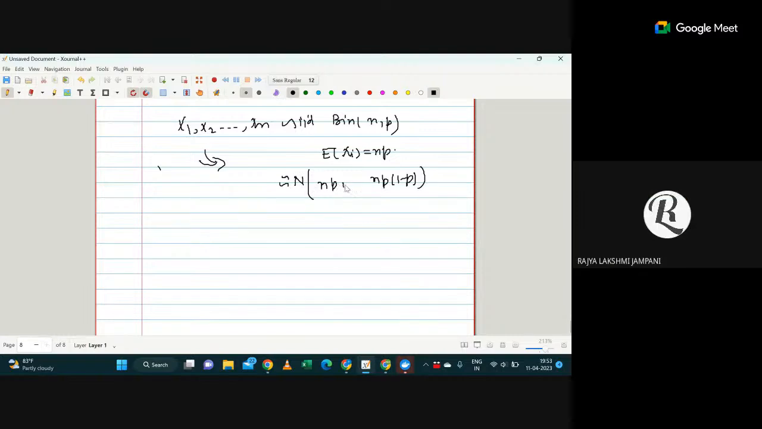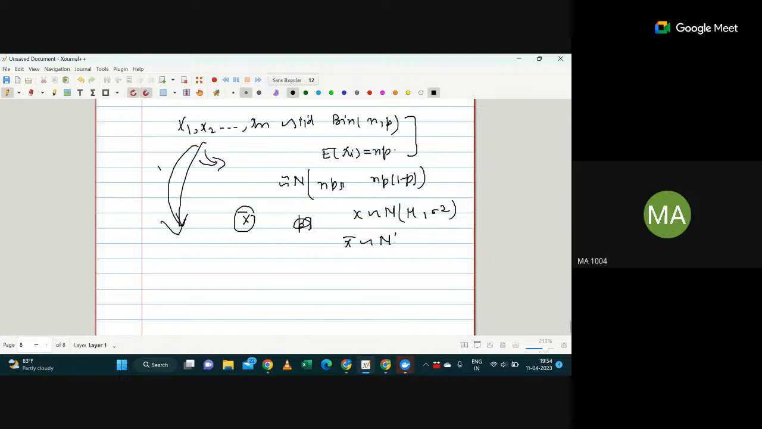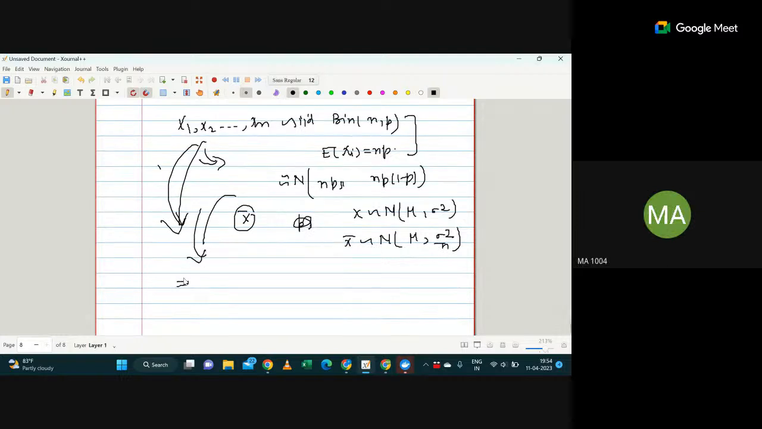Now tell me, if I consider this one for a large sample, what will be the expected value of x bar? We can write x bar as x1 plus x2 and so on up to xn, divided by n. See, if x follows normal mu comma sigma squared, then x bar follows mu comma sigma squared by n. That's all, right? In this case, what is x bar? x bar is the sample mean, the summation of x divided by n, right?